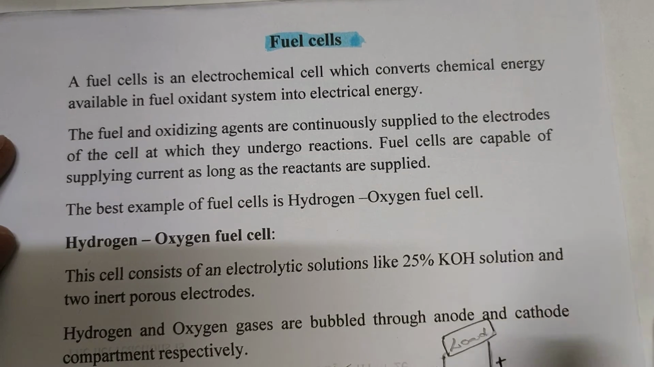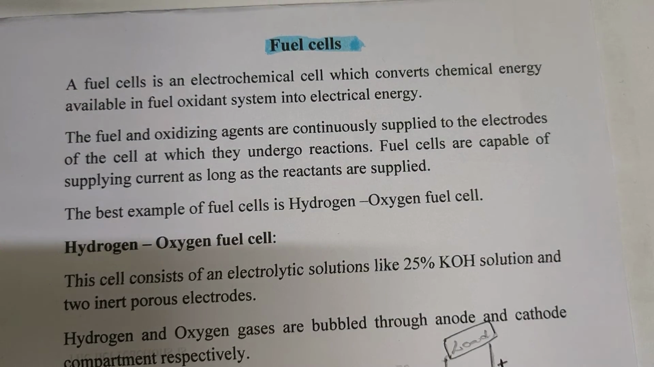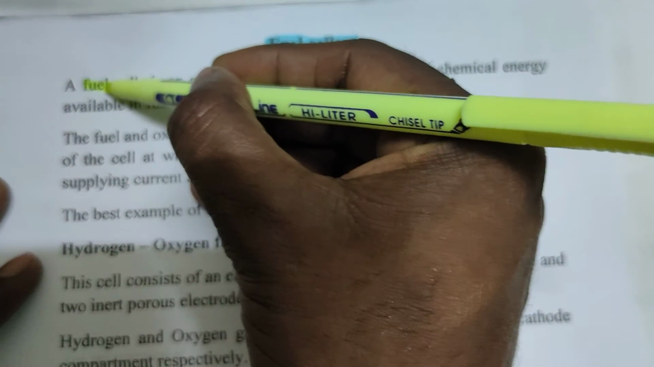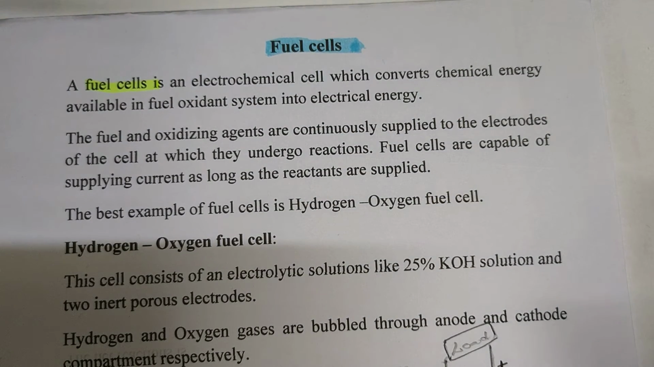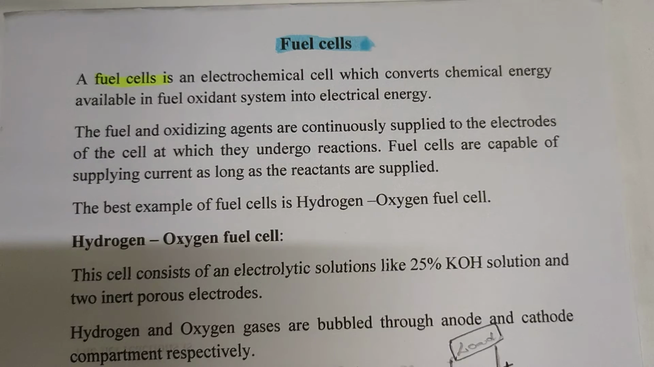See once again, listen here. What is a fuel cell? A fuel cell is an electrochemical cell which converts chemical energy present in the fuel oxidant system into electrical energy. Here the fuel and oxidizing agents are continuously supplied to the electrodes of the cell at which they undergo reactions. So the fuel cell is capable of supplying current as long as the reactants are supplied.